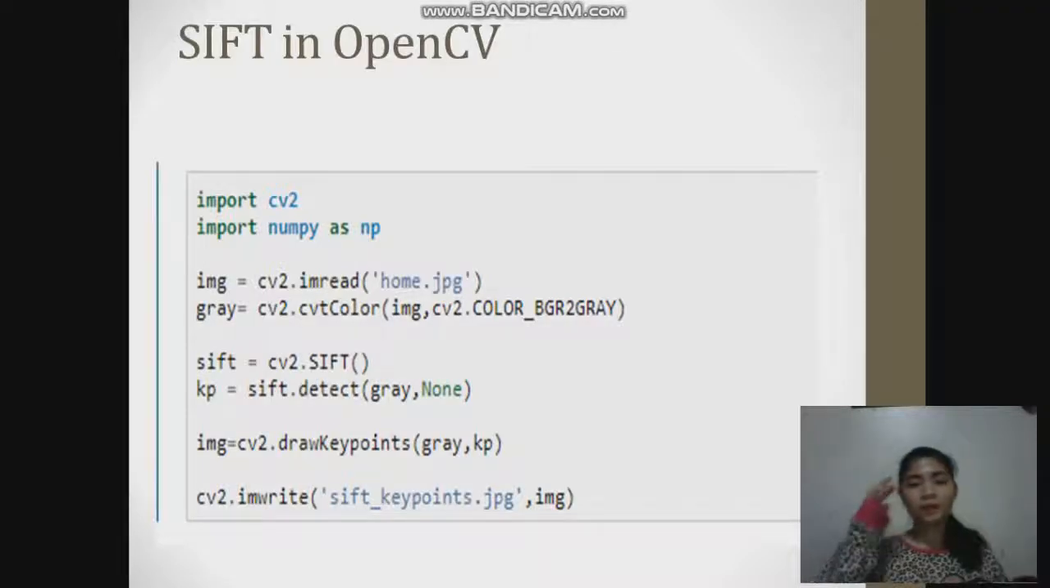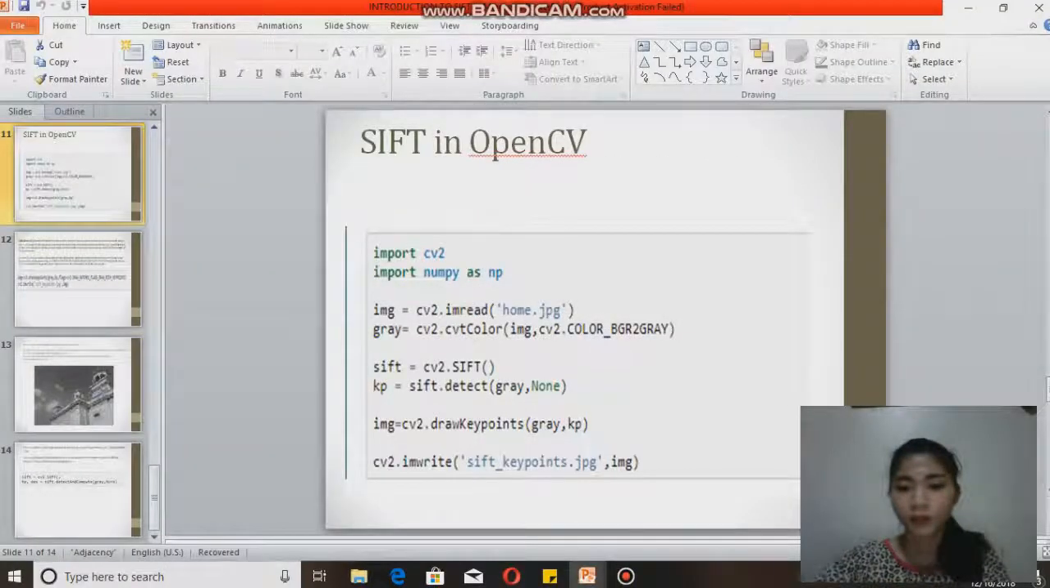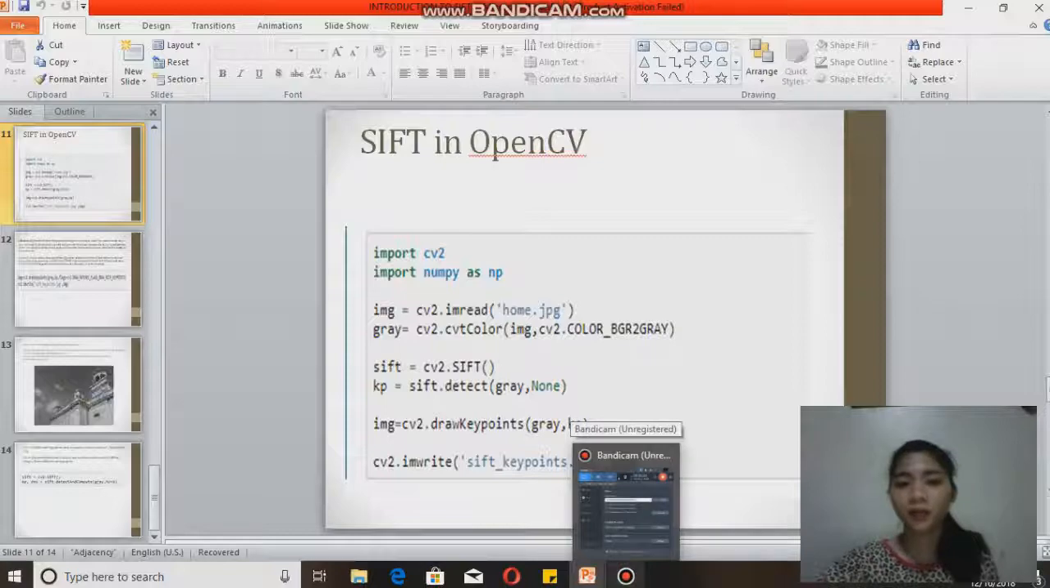Sift in OpenCV. So I have a sample code here since we don't have Sift in OpenCV. The package is already not available. I have an example of an image na-detect niya.